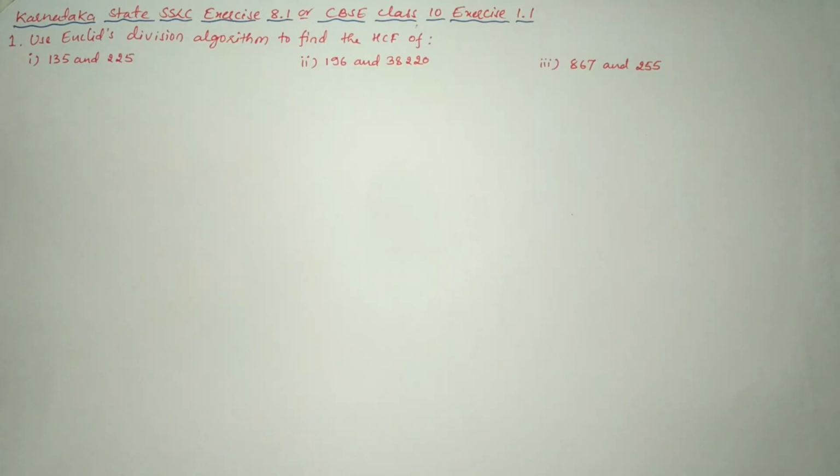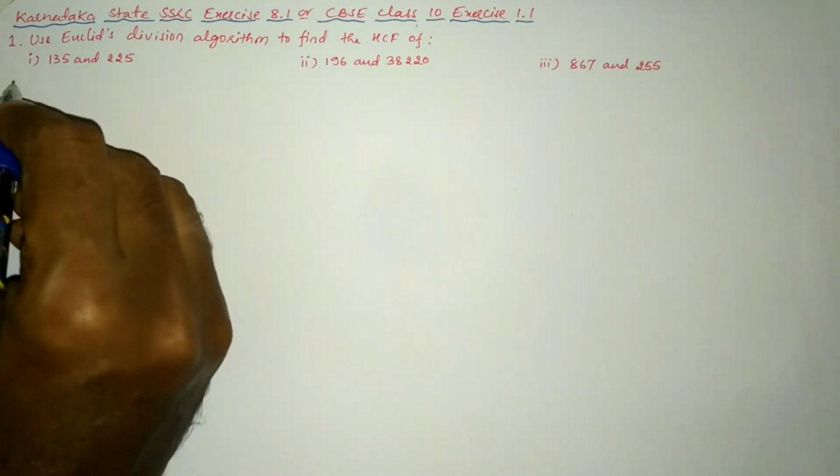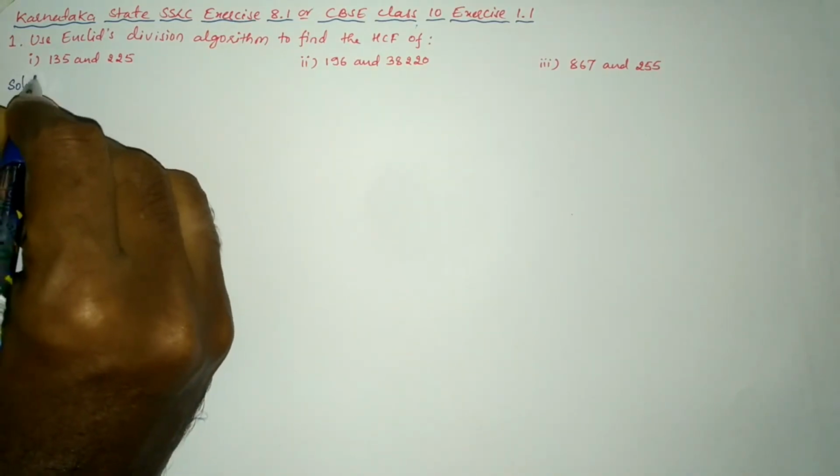Welcome to Vision Academy. In this video we are going to solve Karnataka State SSLC exercise 8.1 or CBSE class 10 exercise 1.1. Question number 1. Use Euclid's division algorithm to find the HCF of (i) 135 and 225. Now let us find the solution for the given problem.